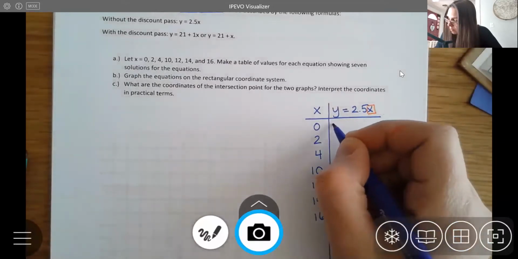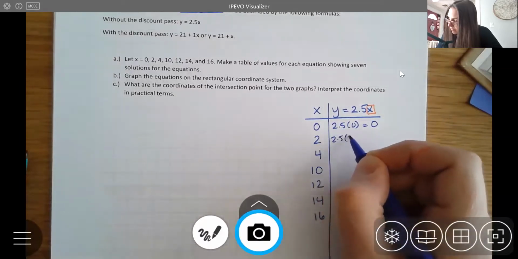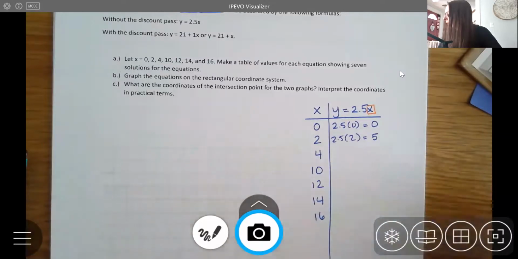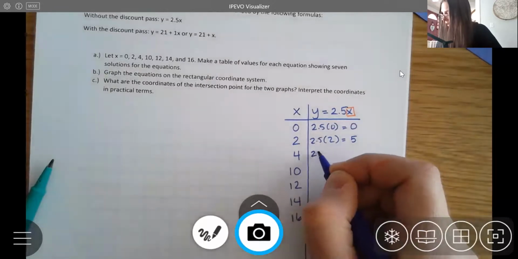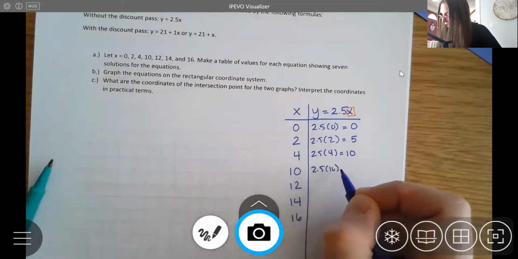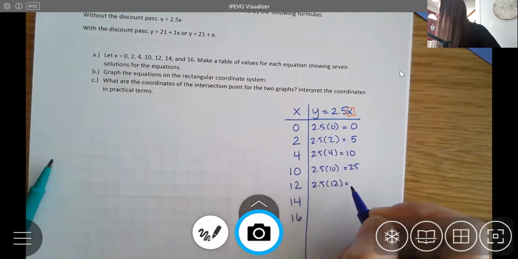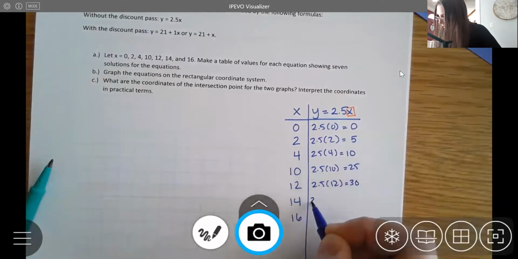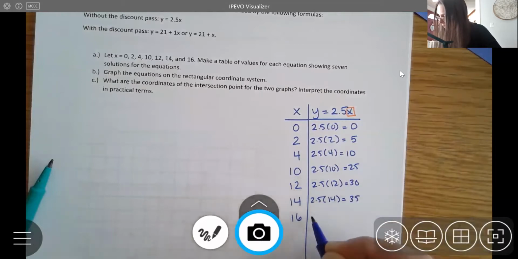So my Y value is going to be 2.5 times 0 here, which is 0. This one will be 2.5 times 2, which is 5. Just want to make sure I'm not making silly mistakes. All right, and then I have 2.5 times 4, which is 10. 2.5 times 10, which is 25. 2.5 times 12, see, and that's going to be 30. 2.5 times 14 is going to be 35, and 2.5 times 16 is going to be 40.